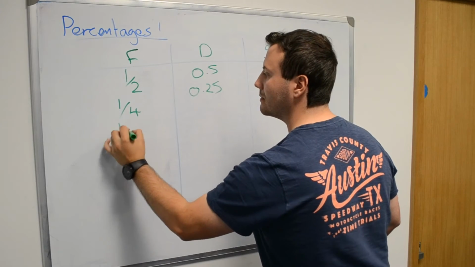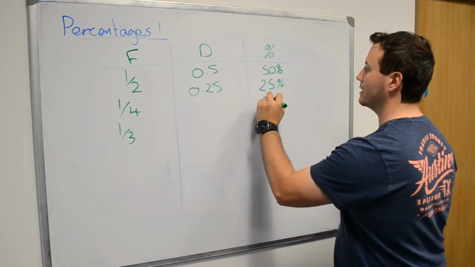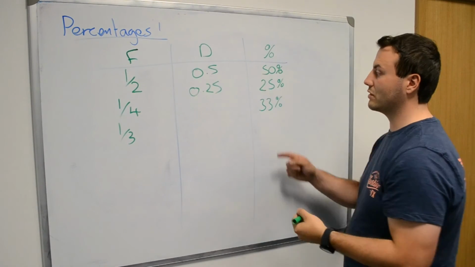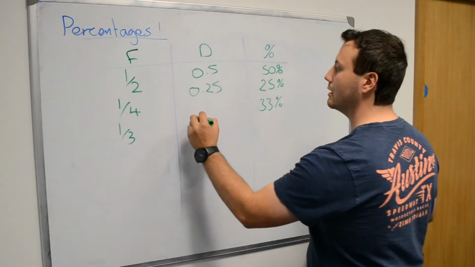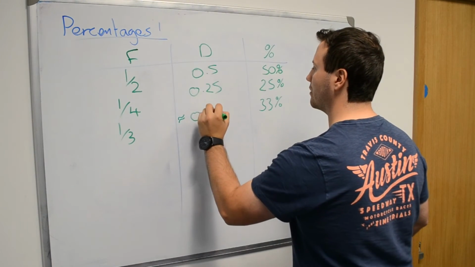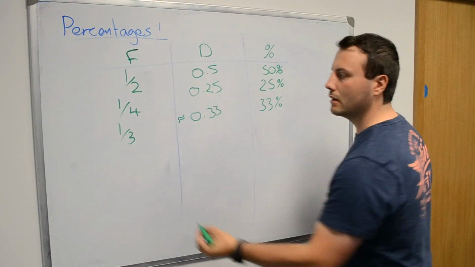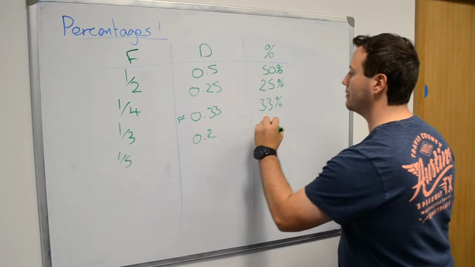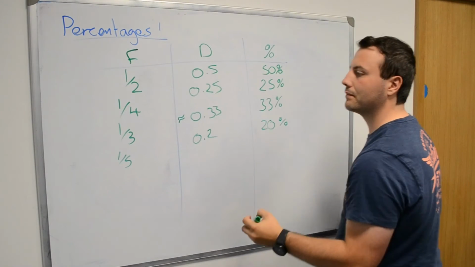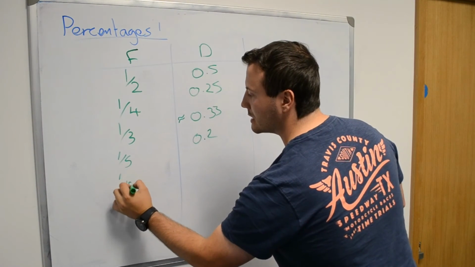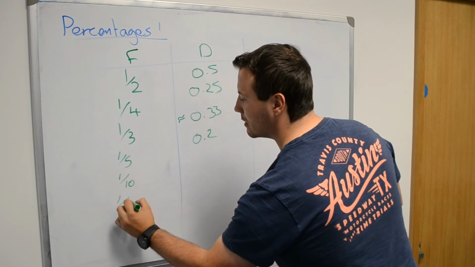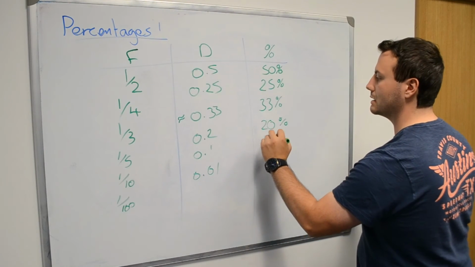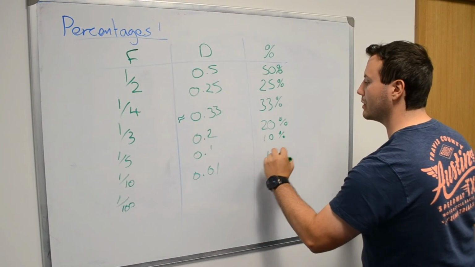A third is approximately 33%, so as opposed to writing 33.3 recurring, we're just going to leave it as an approximate 0.33. 1/5 is 0.2, 20%. Then we have a 1/10 and a 100th. That gives us 0.1 and 0.01, and 10% and 1%.